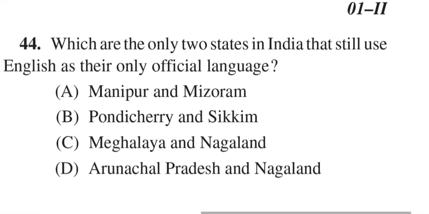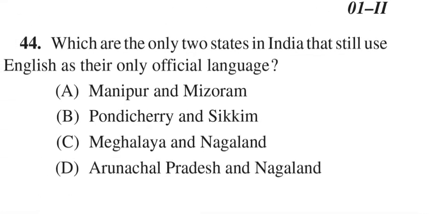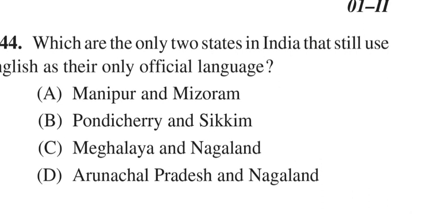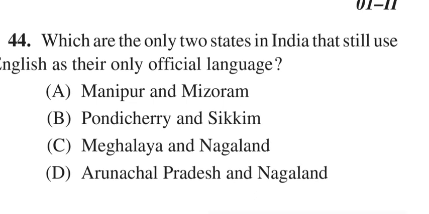Next question we have is, which are the only two states in India that still use English as their only official language? So this question is also important. Which are the only two states in India that still use English as their only official language? Manipur and Mizoram, Pondicherry and Sikkim, Meghalaya and Nagaland, Arunachal Pradesh and Nagaland. So what is the correct answer? Correct answer is number C and D.